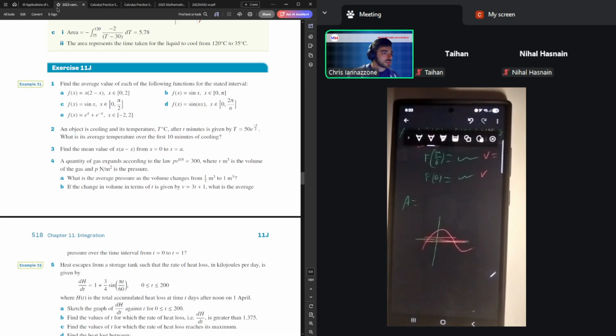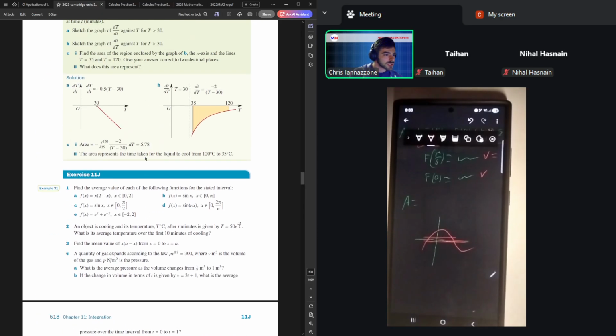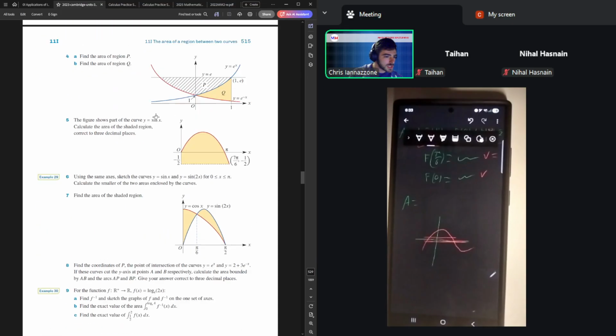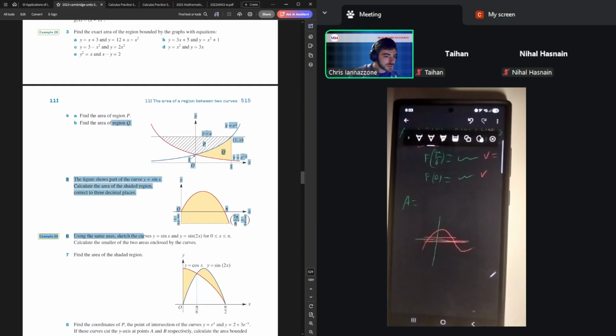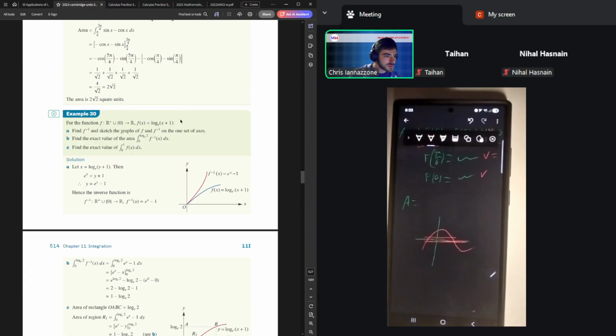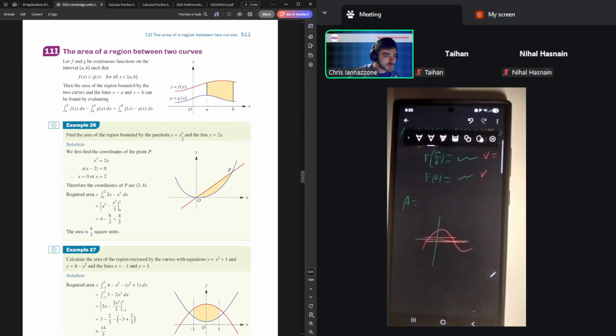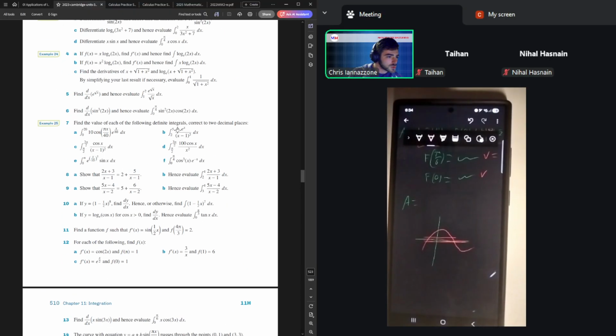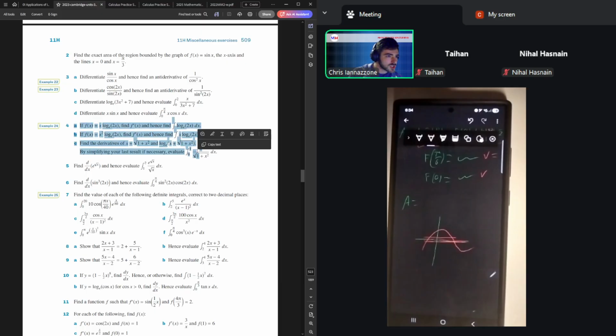Anyway, that's about it. If we have a look back at the chapters that are relevant for this, 11J is going to help you with that average value stuff. The previous one is going to help us with the bound area between curves. Same with the one before that, but without the crossover. As well as these, which show up a lot.